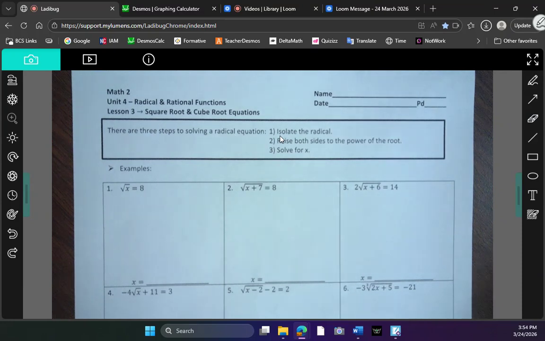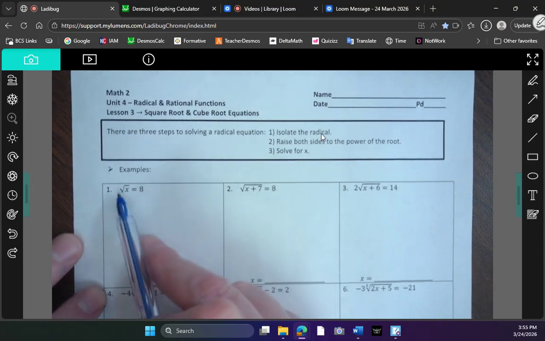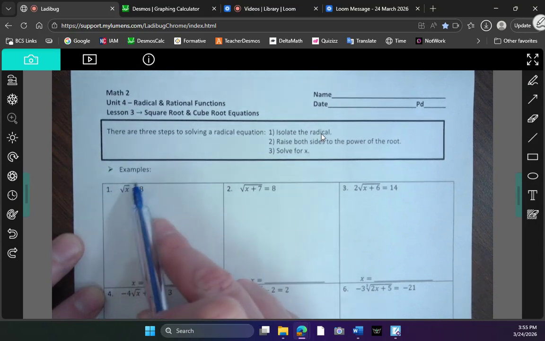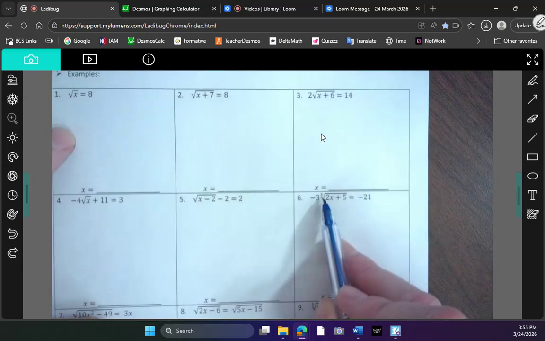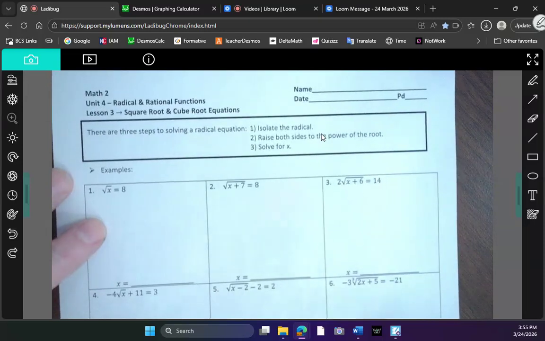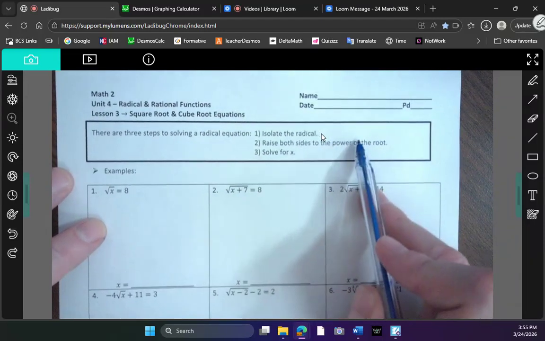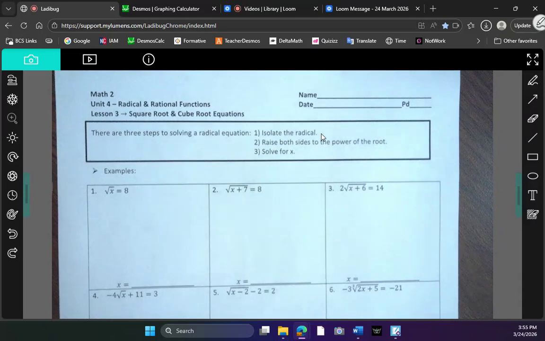We always first want to isolate the radical. And remember, the radical is the proper name for the square root symbol. We're going to call it a radical because there's going to be other types of roots, like here we've got a cubed root and so forth. You want to raise both sides to the power of the root, and then we want to solve for x the way that we traditionally do.